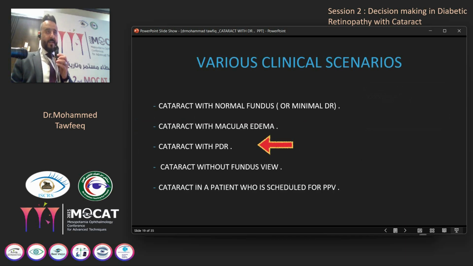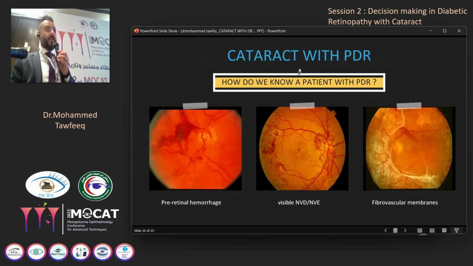Scenario number 3, I have a cataract with a PDR. طبعا شلون نعرف عندنا PDR? It's very easy by seeing the preretinal hemorrhage, the visible NVD or NVE, and the fibrovascular membrane. All these clues give you an idea that these patients have a PDR.